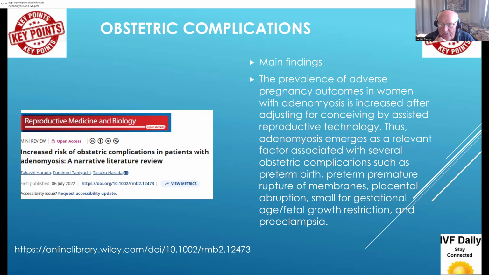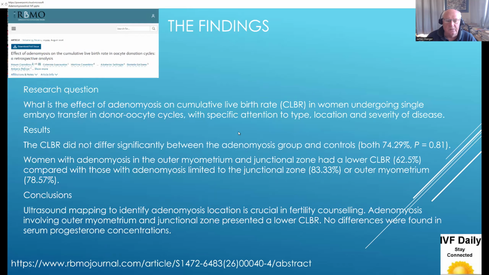Thus, adenomyosis emerges as a relevant factor associated with several obstetric complications such as preterm birth, preterm premature rupture of membranes, placental abruption, small for gestational age, fetal growth restriction, and pre-eclampsia. So if you have adenomyosis, not only may there be a slight problem getting pregnant, although it doesn't really appear that your pregnancy rate is significantly diminished in most cases, just depends on the location of it. There is an increased risk that you'll have some form of pregnancy complication that your doctor does need to be aware of.